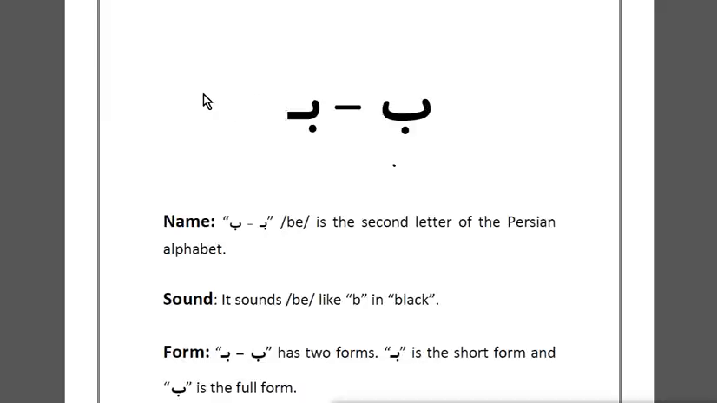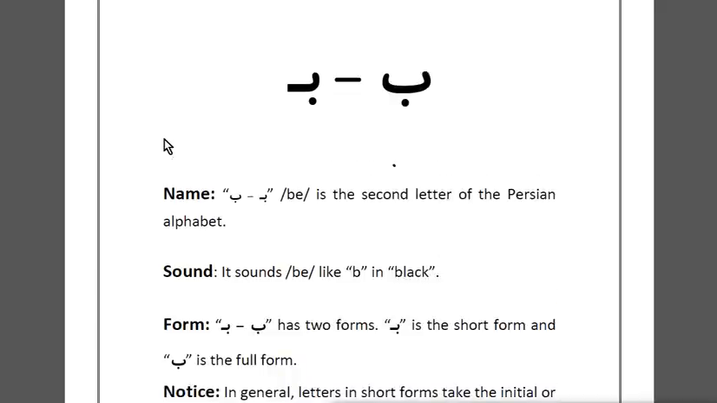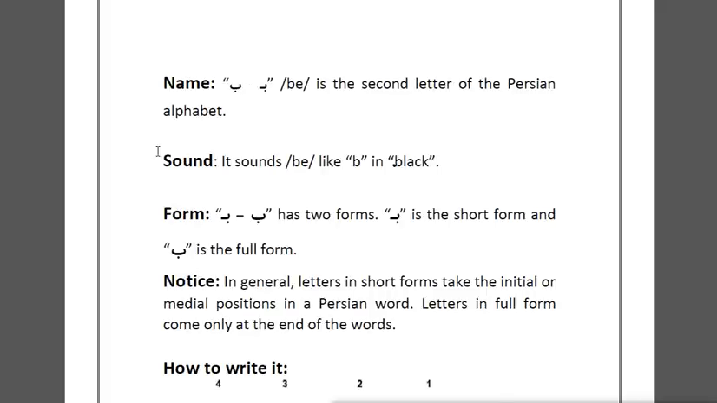Usually we use the full form of the letter at the end of the word. When you write a word, you have a few letters. For the first letter and the letters in the middle, we use the short form of the letter, and at the end of the word, we use the full form. So the sound is just be, like be in English.